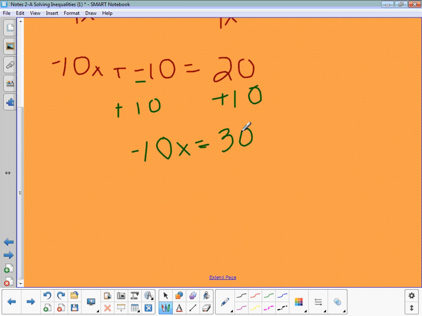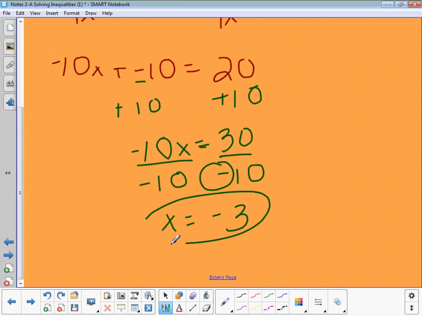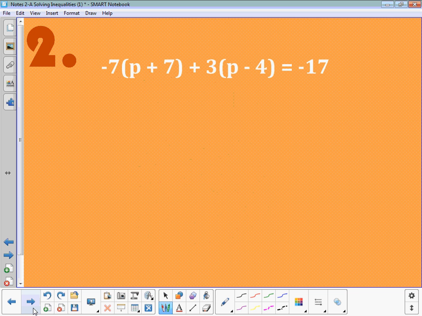Last but not least, I want to solve for that x. So it's multiplying. And so I want to make sure that I divide. Okay, so I'm going to divide by a negative 10. 30 divided by a negative 10 is going to give me a negative 3. Make sure you don't lose that negative sign as you're solving. So for here, x is equal to a negative 3. I want you guys to go ahead and try number 2 on your own. So what you're going to do is you're going to start by distributing in that negative 7 and also distributing in that 3, and that will help lead you through the problem.